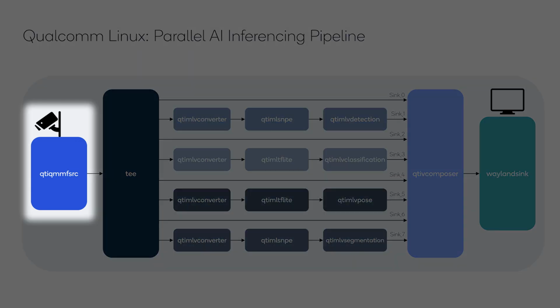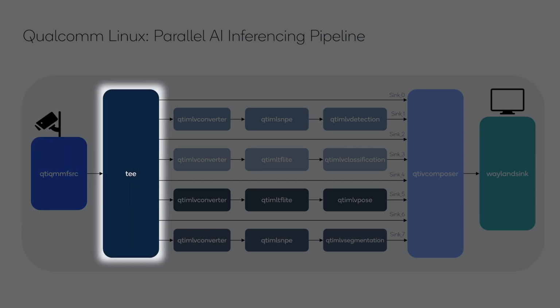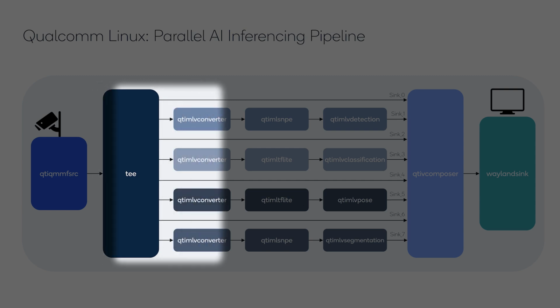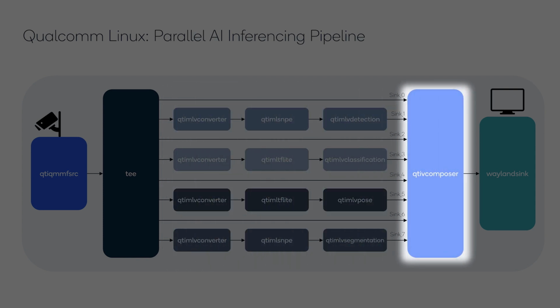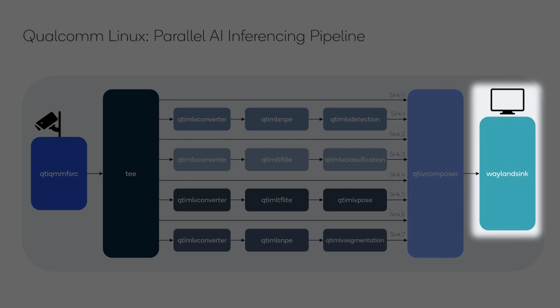Live stream from camera is captured using QTI QMMF source plugin, which is a GStreamer plugin. The live stream input is then passed to the T element that generates multiple parallel streams, which are fed to different inferencing blocks. The QTI vComposer plugin takes the result of all 4 inferencing blocks and combines them into a single stream. Finally, the Wayland plugin displays the stream coming from the composer.